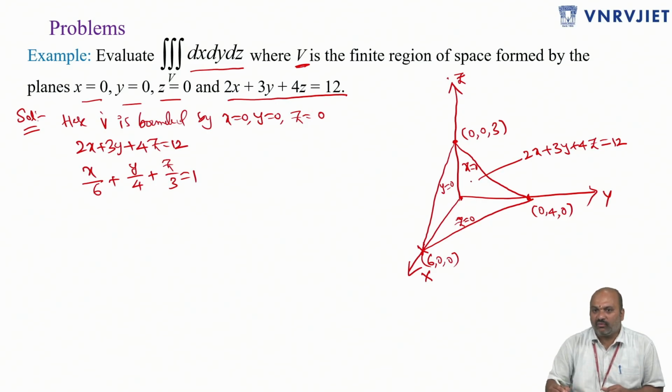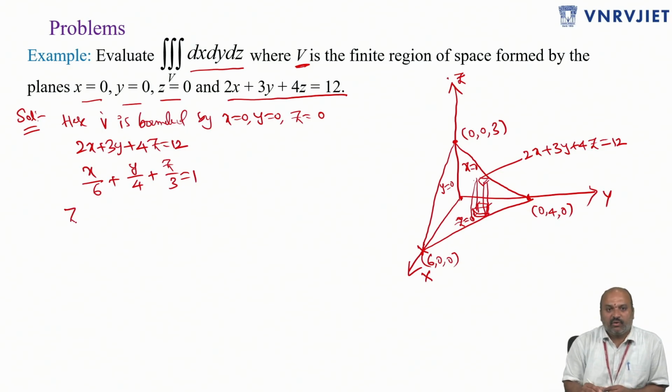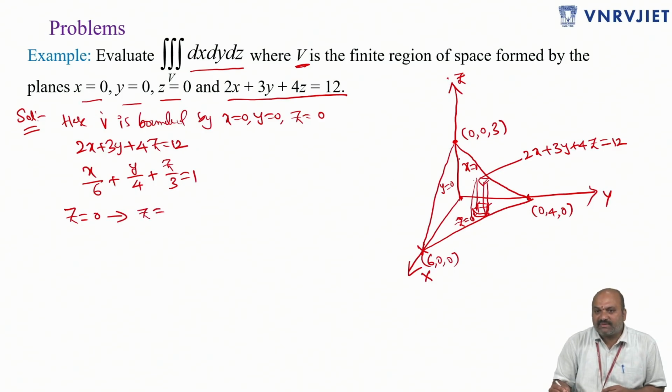How is it done? We have to consider a prism. In the case of 2 dimensions, we consider a strip in the region. In a similar manner, we consider a small elemental volume, which we call a prism. This prism has its lower end on z equals 0, so z varies from 0 to z equals the upper end, where the prism is moving on this plane.